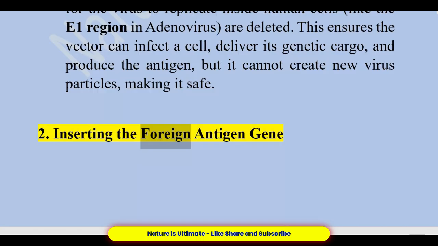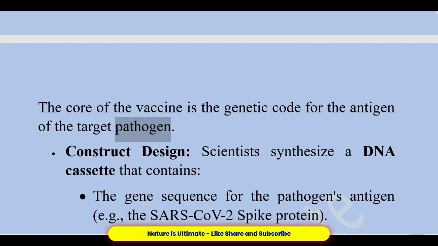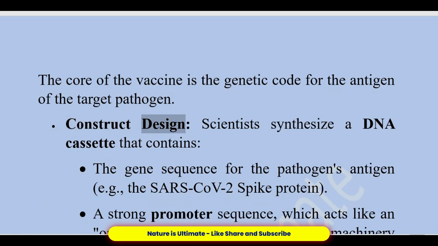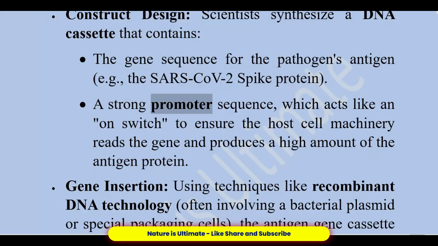2. Inserting the foreign antigen gene. The core of the vaccine is the genetic code for the antigen of the target pathogen. Construct design. Scientists synthesize a DNA cassette that contains the gene sequence for the pathogen's antigen, for example the SARS-CoV-2 spike protein, and a strong promoter sequence, which acts like an on switch to ensure the host cell machinery reads the gene and produces a high amount of the antigen protein.